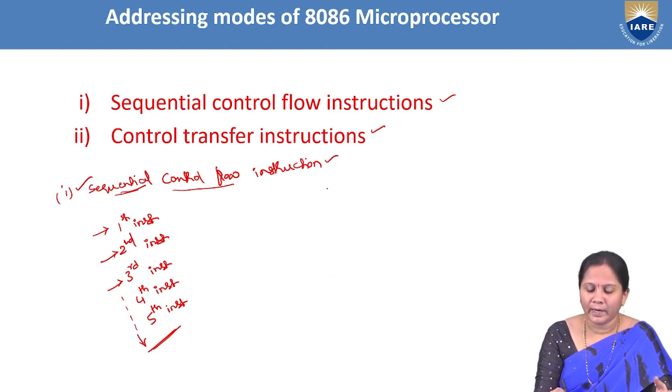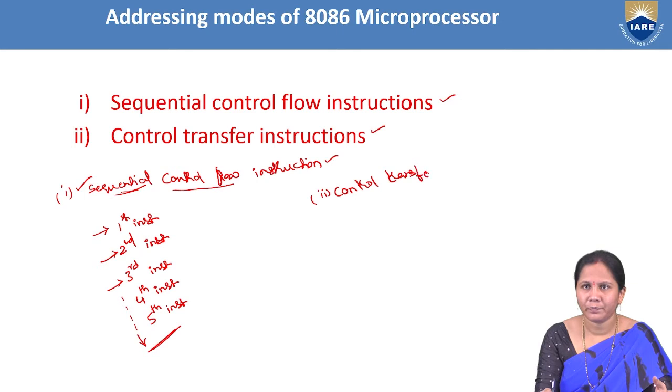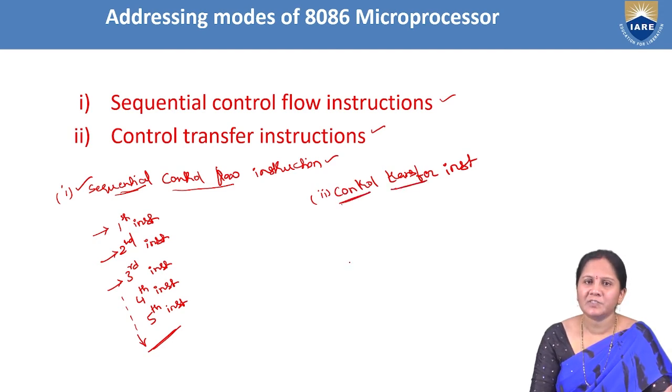And the second classification here is control transfer instructions. Here the name itself says the control will be transferred. The control will be transferred to some predefined address, or we can say the control will be transferred to the specified address in the program.